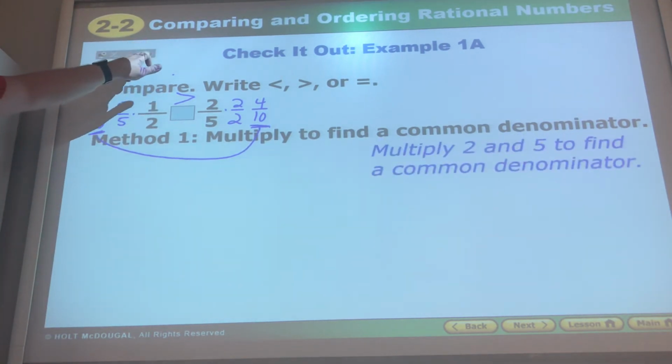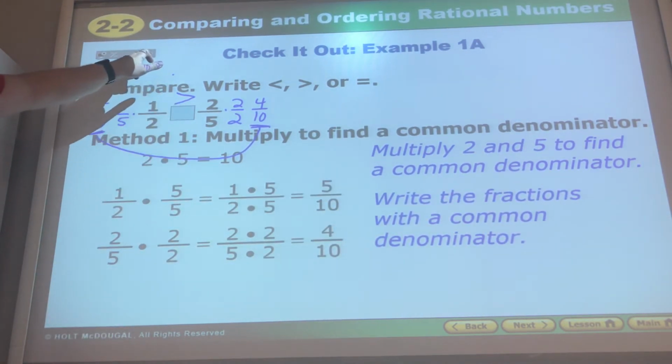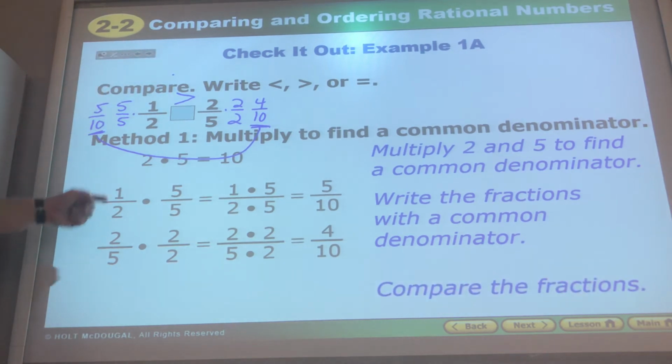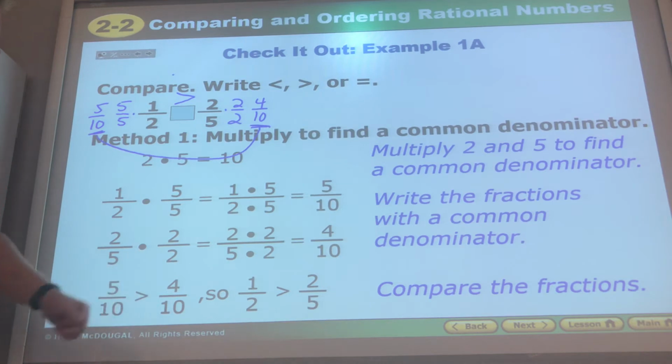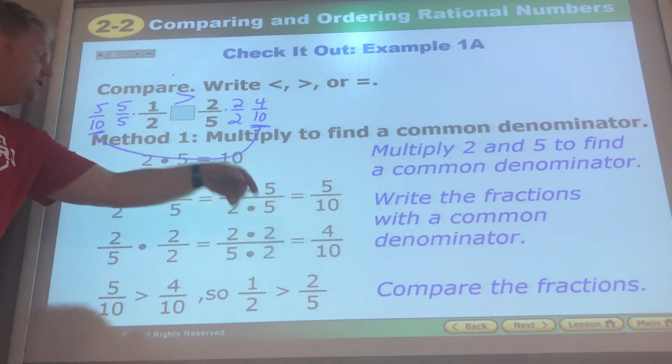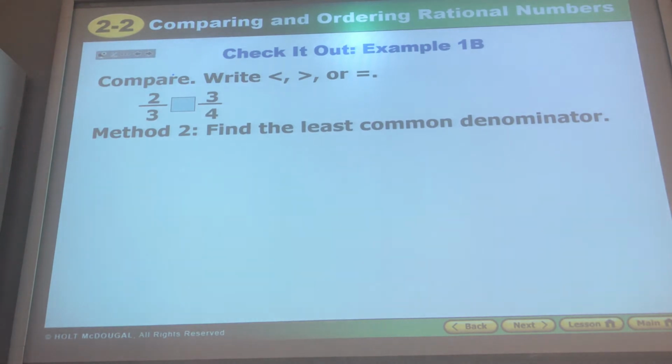All right. 2 and 5. Oh, they realize that makes 10. And we go on. They get 5/10 and 4/10 just like we did. See how they're changing the fractions? Then they compare them. 5/10 is greater than 4/10, so 1/2 is greater than 2/5. Okay. Always looking for that common denominator.